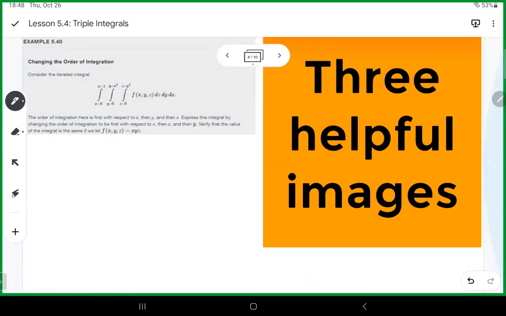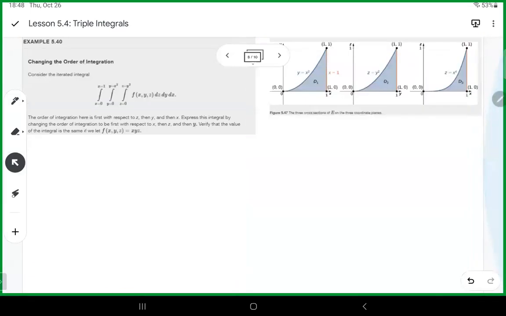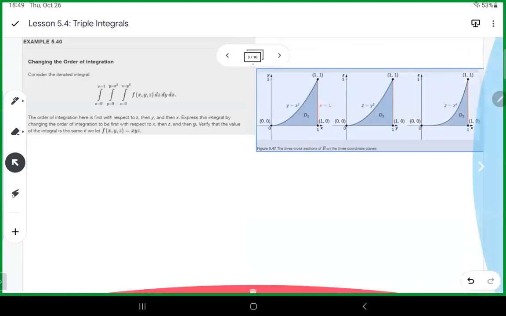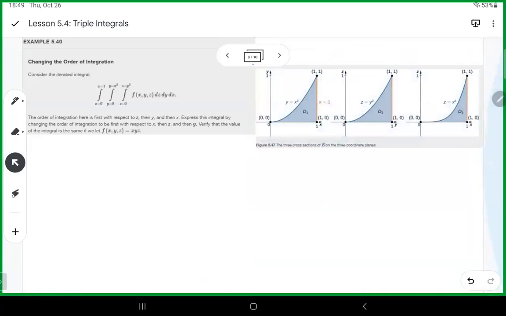Okay. So it says changing the order of integration. Consider the following integral. The order of integration here is first with respect to z, then y, then x. Express this integral by changing the order of integration to first be with respect to x, then z, then y. Verify that the value of the integral is the same if we let the following function. Okay. So here's some really nice images.